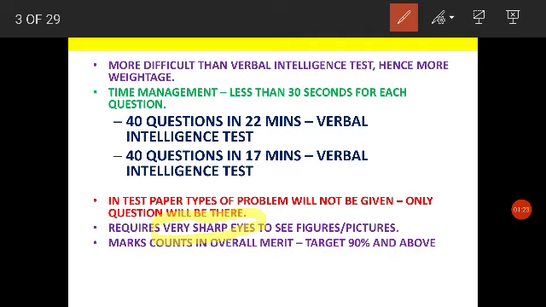In verbal intelligence, 40 questions are to be answered in 22 minutes, and in non-verbal intelligence test the 40 questions are to be answered in 17 minutes. Here there is a slight mistake, just correct it. It is non-verbal. So let's see the questions and the answers quickly.